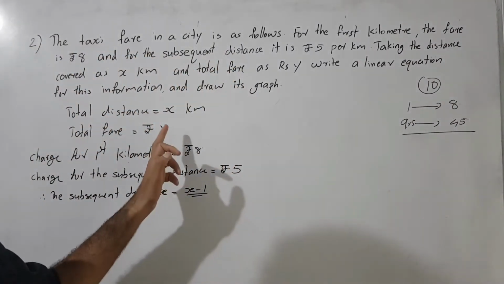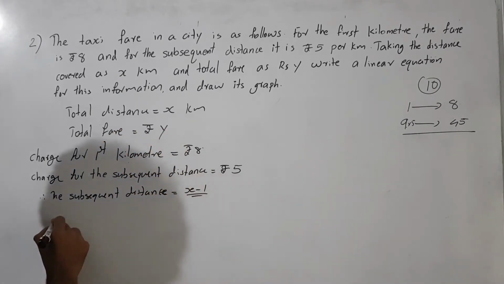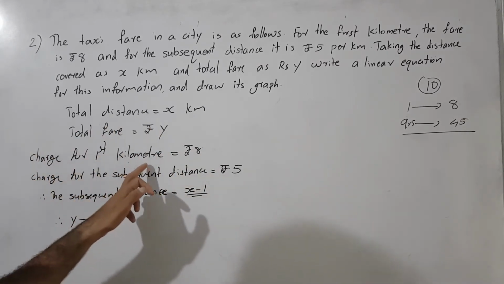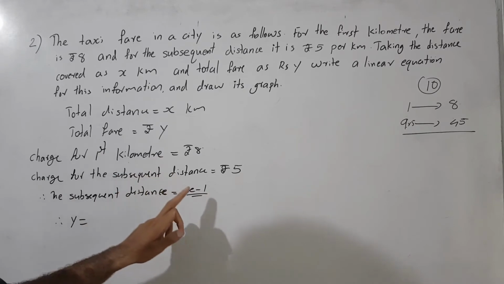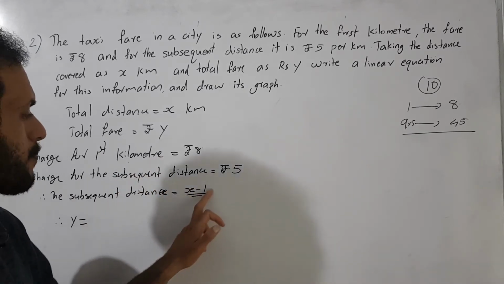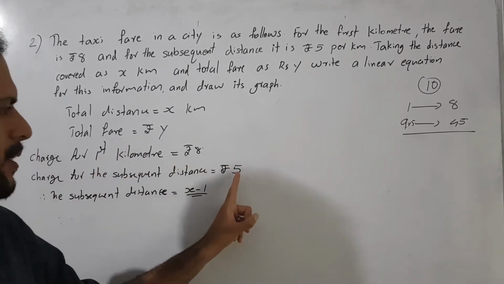Then what is the total fare denoting? Y. Then how do we get this Y? Therefore Y is equal to the charge for the first kilometer plus the charge for the subsequent distance. How do we find the charge for the subsequent distance? The charge for the subsequent distance is rupees 5 per kilometer.